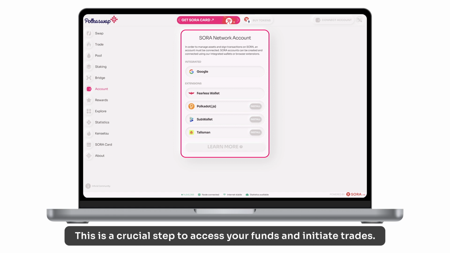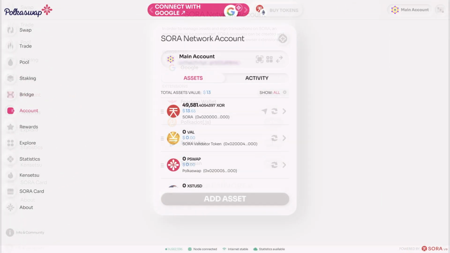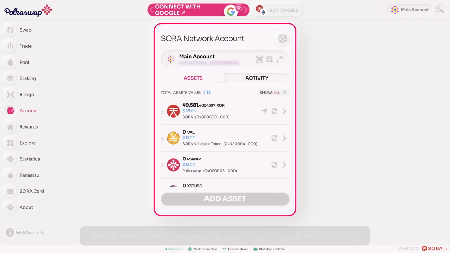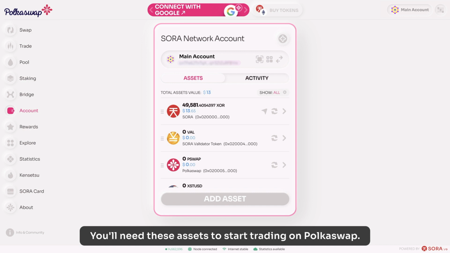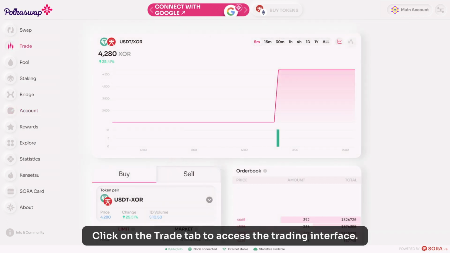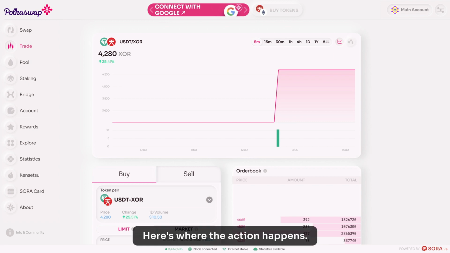This is a crucial step to access your funds and initiate trades. Ensure you have XOR or another cryptocurrency. You'll need these assets to start trading on Polkaswap. Click on the Trade tab to access the trading interface. Here's where the action happens.